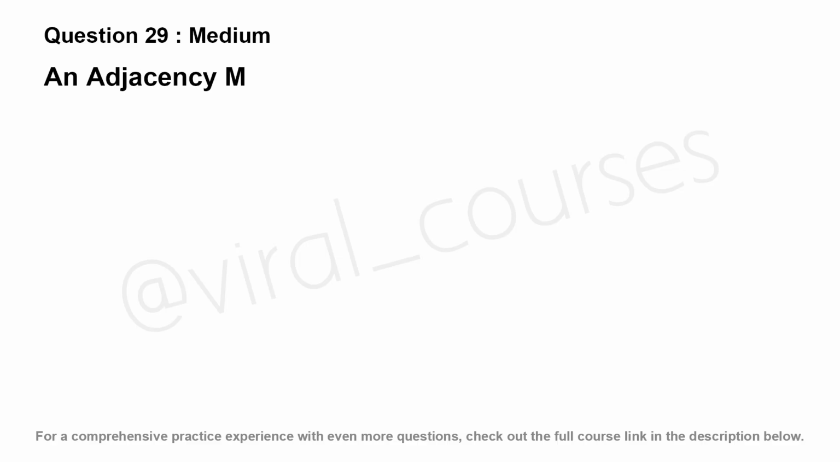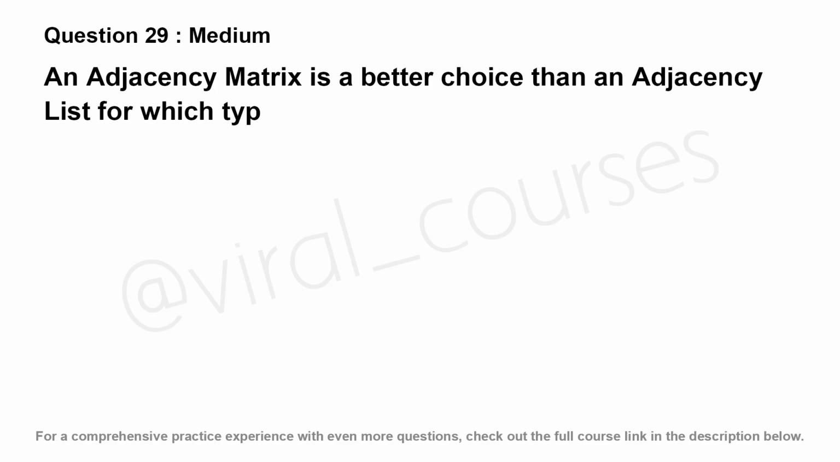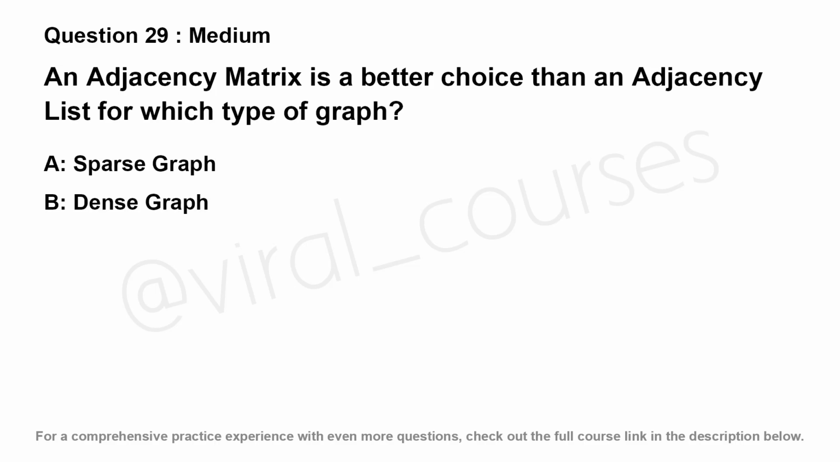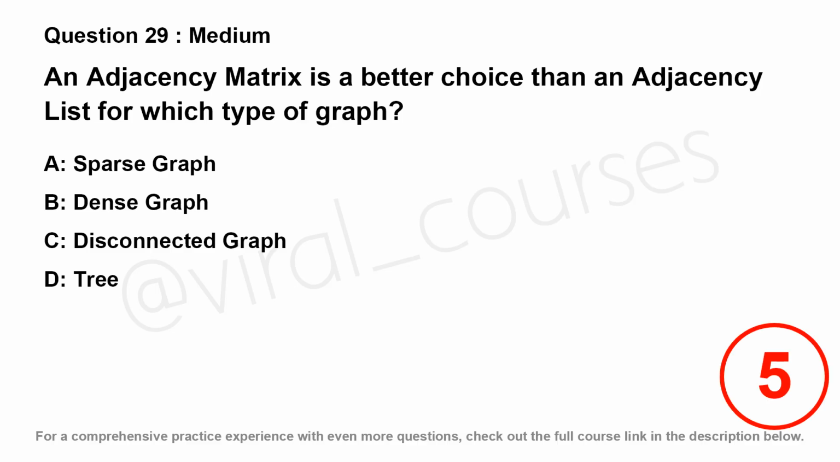An adjacency matrix is a better choice than an adjacency list for which type of graph? Option A, sparse graph. Option B, dense graph. Option C, disconnected graph. Option D, tree.